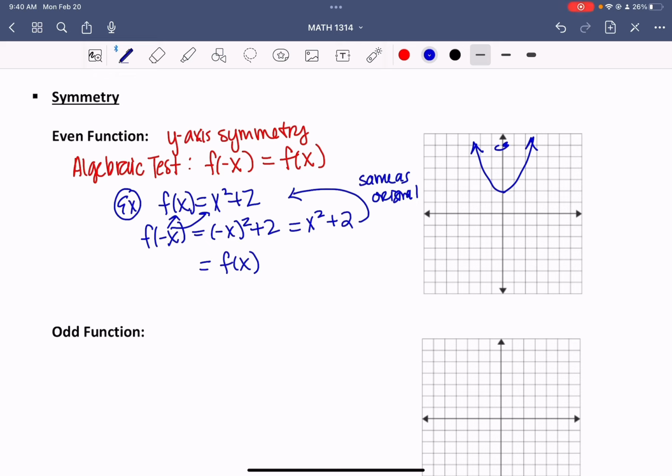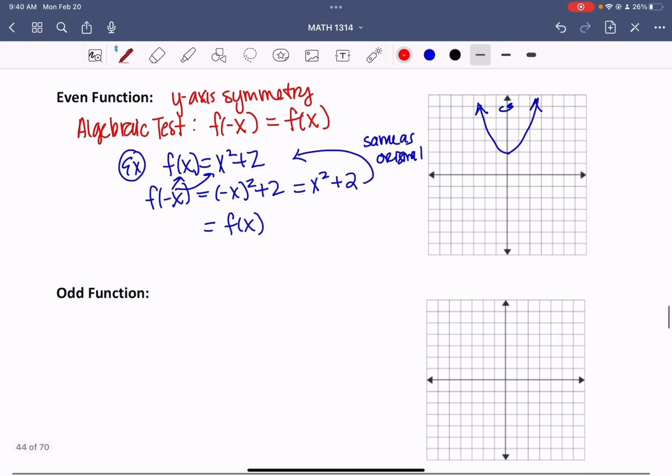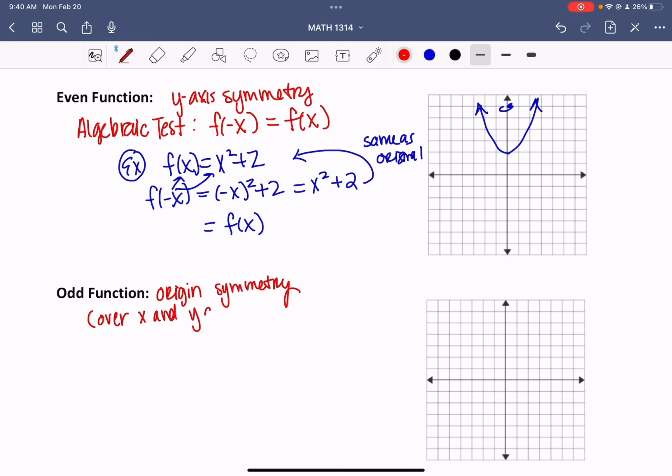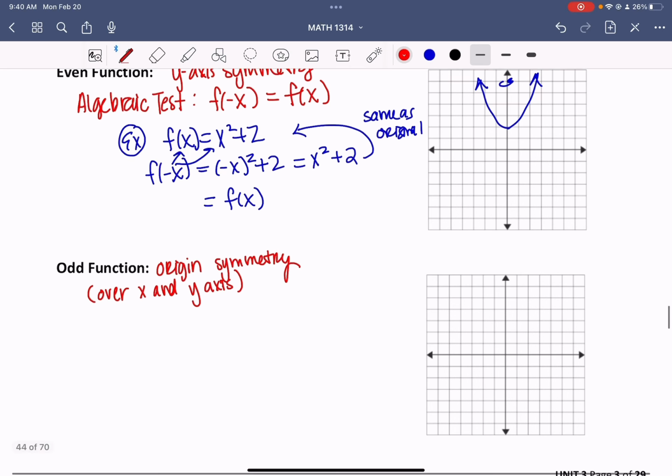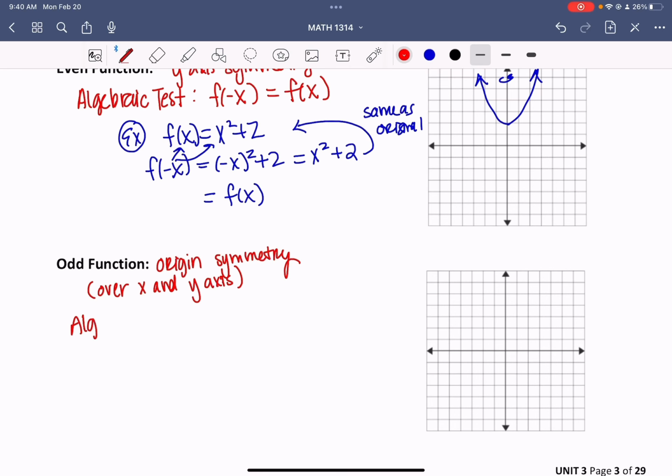Now, even functions have that y-axis symmetry. Odd functions have origin symmetry. Now we know that the origin is that point (0, 0) at the middle of our coordinate plane. With that origin symmetry, that means it's symmetrical over the x and y-axis. And so your algebraic test for that would be if f of negative x is equal to negative f of x. Is a reflection on the inside and outside equivalent? Because again, those are our reflections, right?